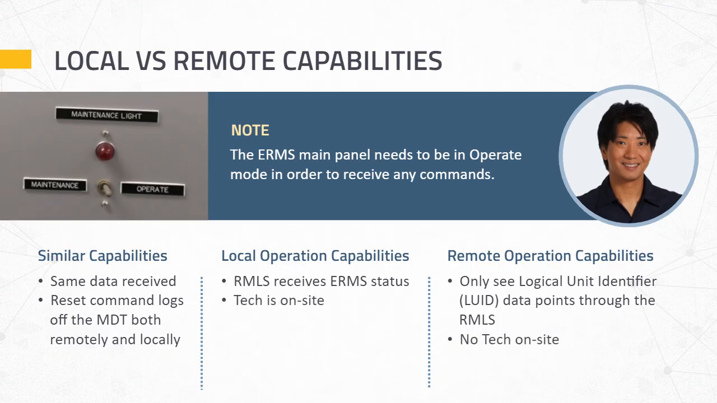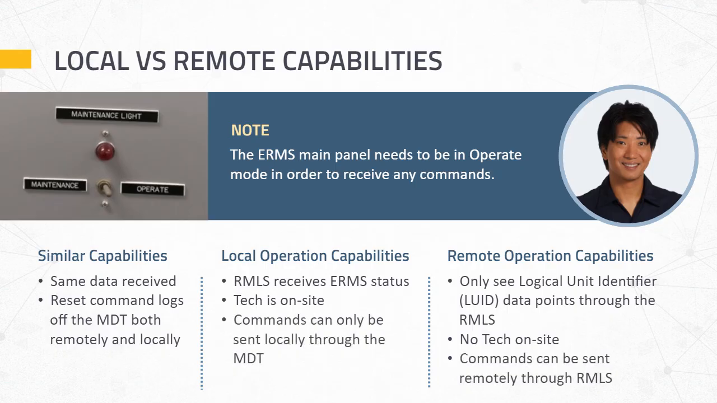Also, in local operations, there is always a tech on site, whereas in remote operations there is not. The final difference between the two is the way commands can be sent to the ERMS. Commands are sent locally through the MDT and remotely through the RMLS.